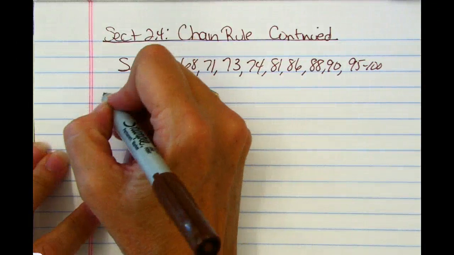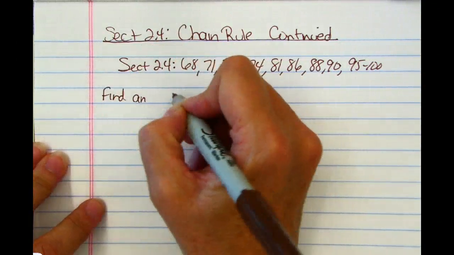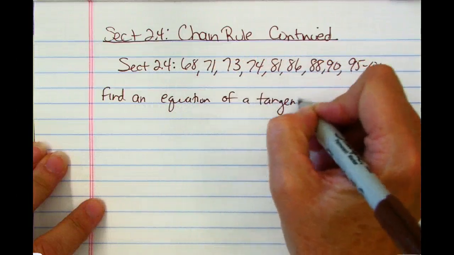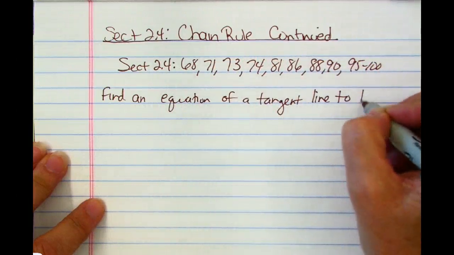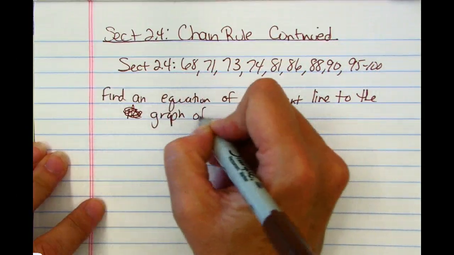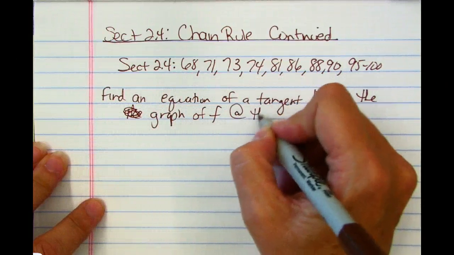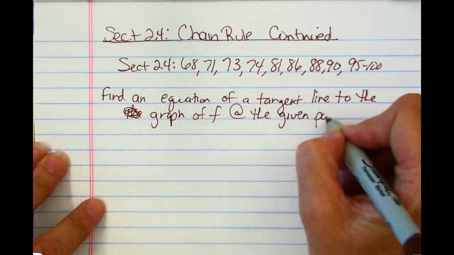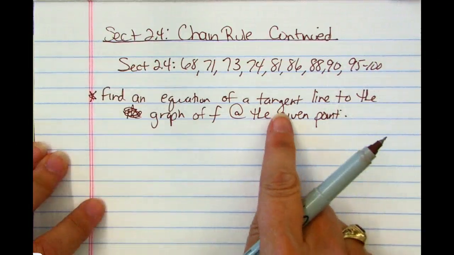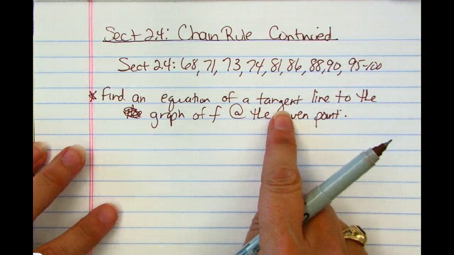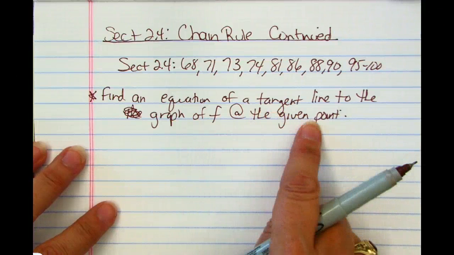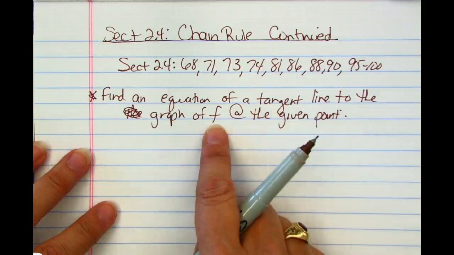The first thing we're going to do is find an equation of a tangent line to the graph of f at the given point. So here are our directions. Again, the first derivative is the slope of the tangent line. Then we put it into point-slope form in order to get the equation of the entire tangent line at a particular point that is found on my function f.